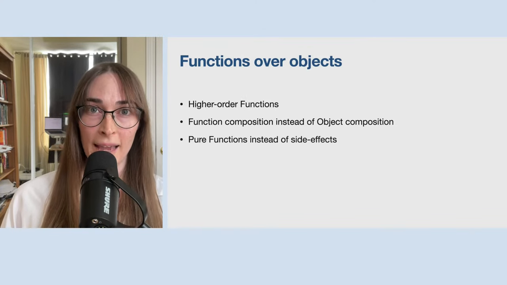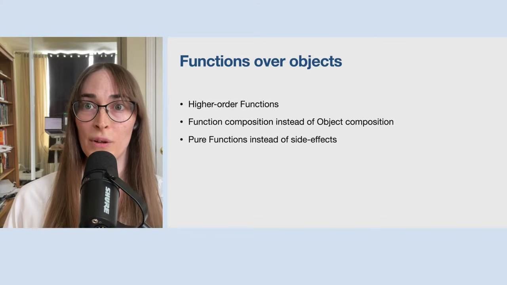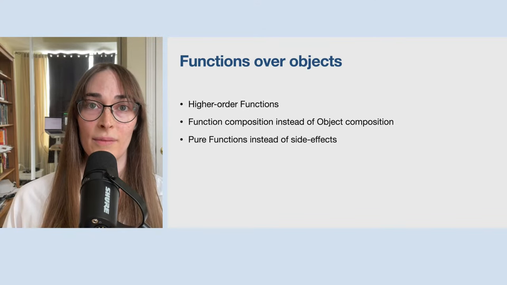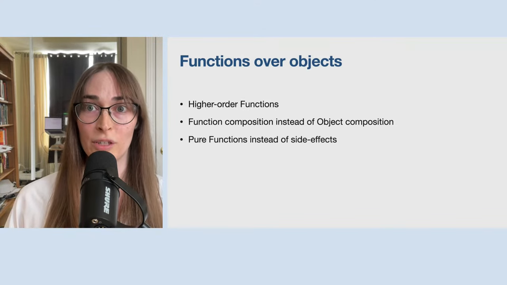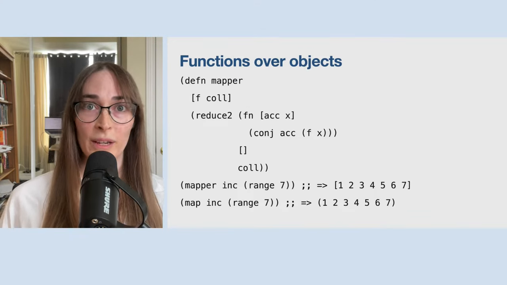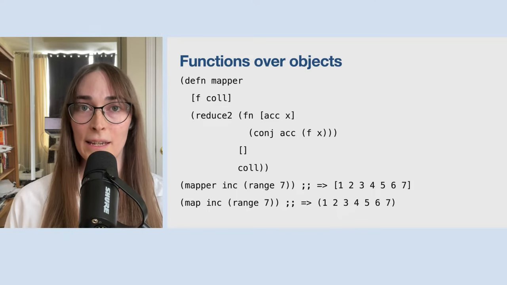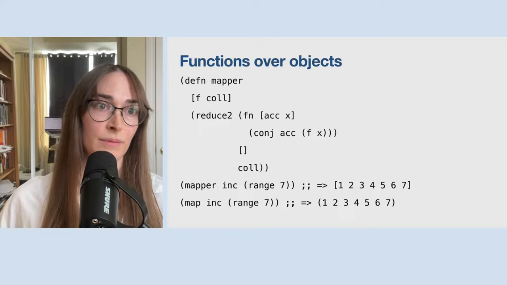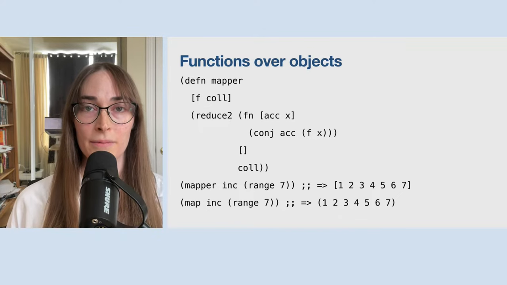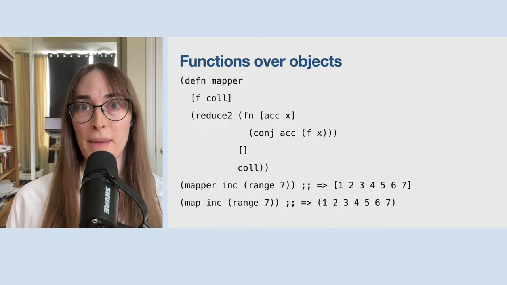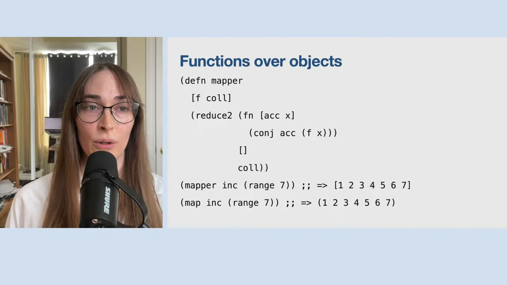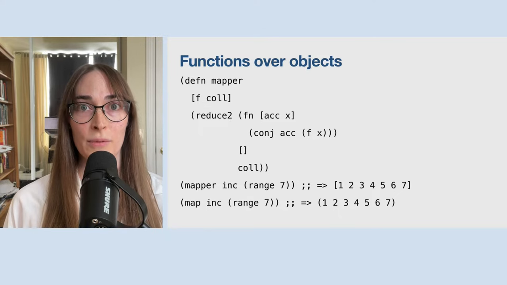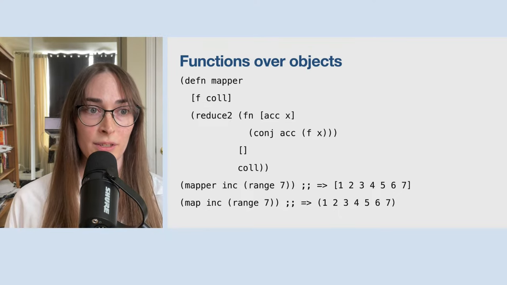But now we can combine the reduce from the previous slide with a higher order function or a callback function. We can create reducers. We can recreate the classic map operation. You can see my mapper at the bottom here, and you can see that I've contrasted it with map. So map, inc, range 7, those are Clojure core functions. So I'm just contrasting it with what comes with Clojure out of the box.